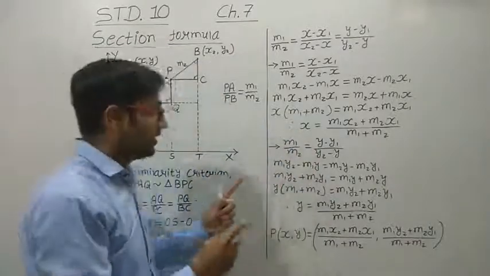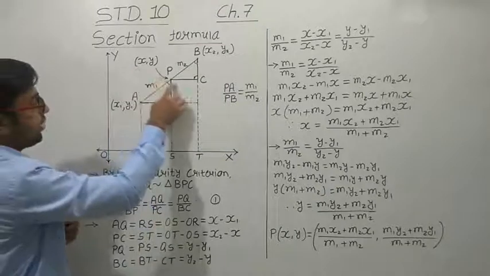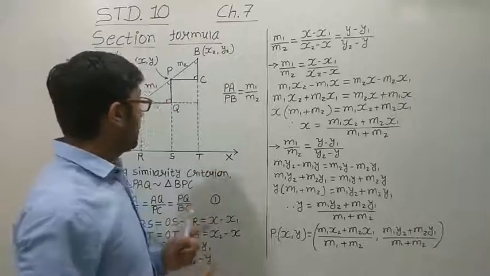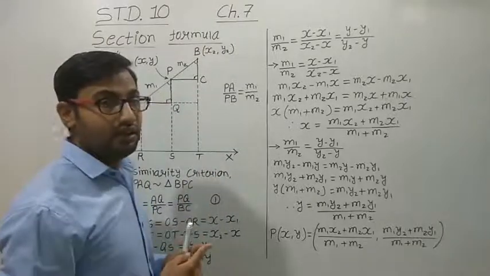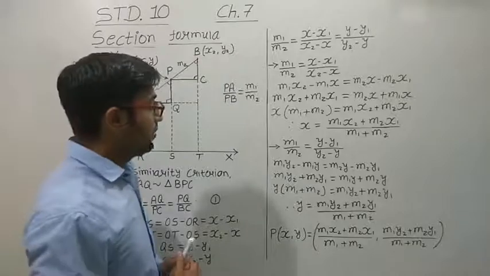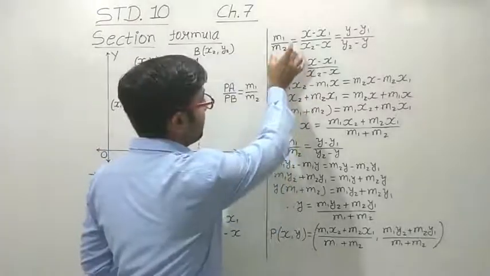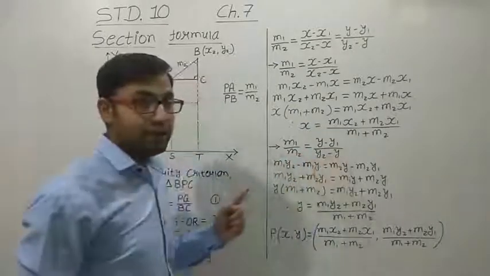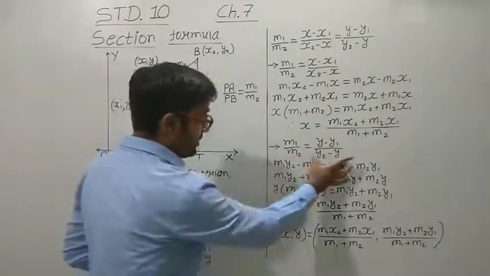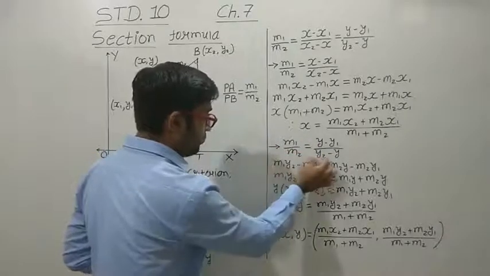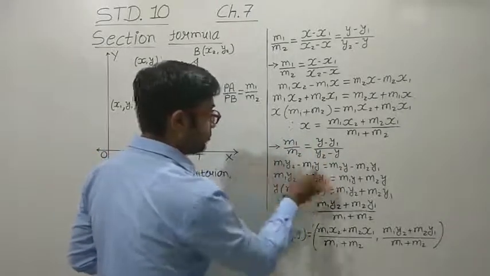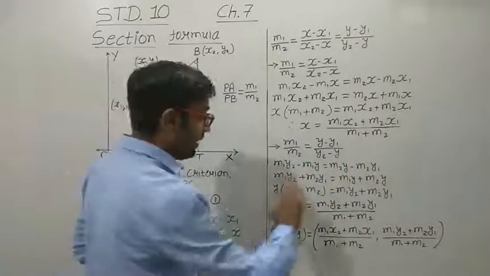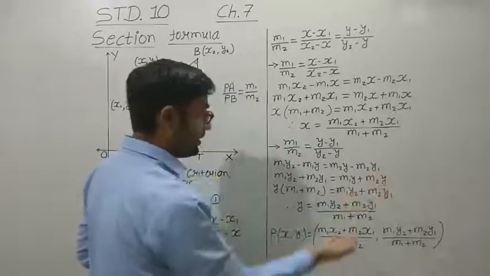And what is X? We supposed X as the x coordinate of the point P, which divides the line segment AB in some proportion. Now compare M1 upon M2 with this portion: M1 upon M2 equals Y minus Y1 upon Y2 minus Y. When we multiply this with M1, we get M1 Y2 minus M1 Y equals M2 Y minus M2 Y1. Again, in the same way, take all the terms with Y to one side and the others to the other side.